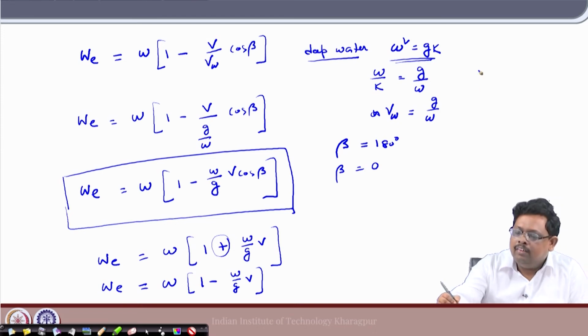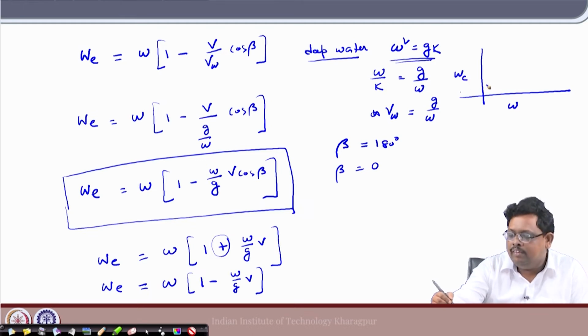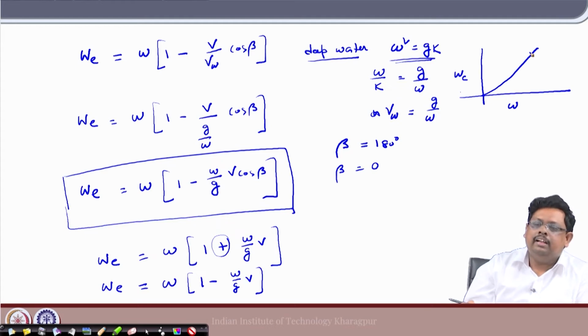Now, if I try to draw a graph between omega e and omega, you can see this is a quadratic graph. So, it should go like this. Now, here we have one advantage.